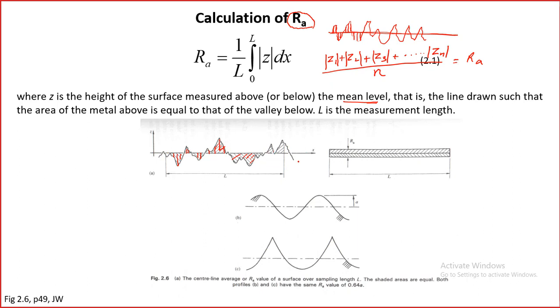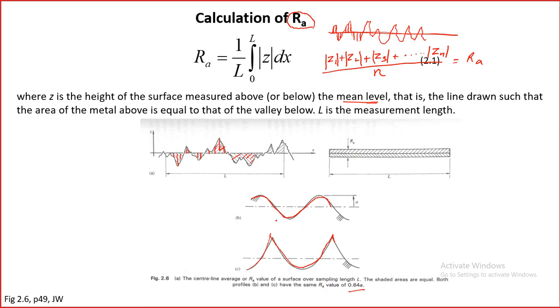Now the problem with Ra is that it doesn't identify the nature of the surface or the texture of the surface. For example, here this one is an undulating surface profile, and this one has got sharp peaks and then this kind of valley, again a sharp peak. These two have got the same Ra, as given here, 0.64 A is the Ra value. So although they have the same Ra, they will have different tribological properties.